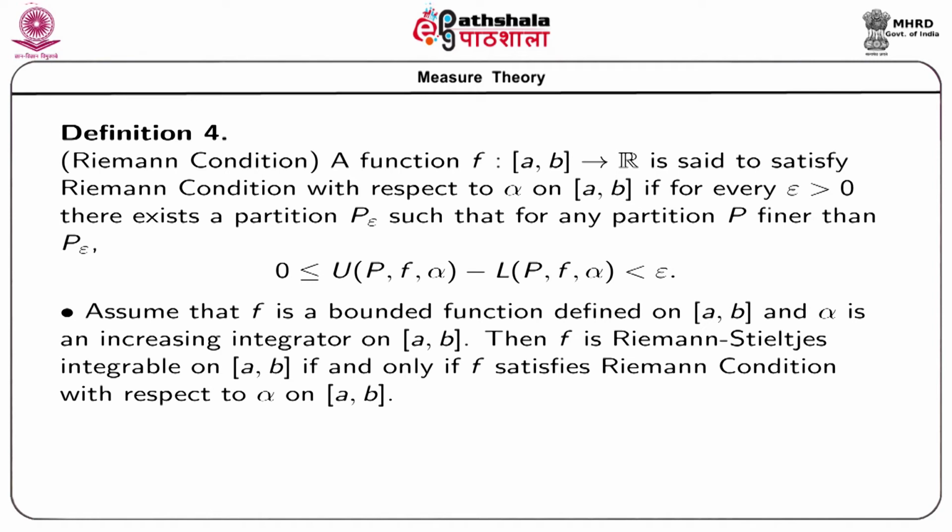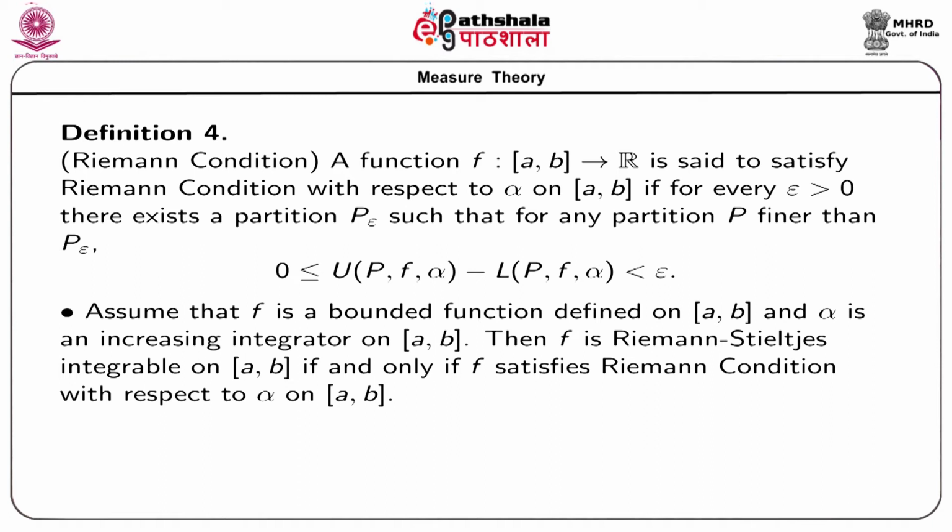Now, we are going to show that if f is a bounded function defined on closed interval a b and alpha is an increasing integrator on closed interval a b, then f is Riemann-Stieltjes integrable on closed interval a b if and only if f satisfies the Riemann condition with respect to alpha on closed interval a b.